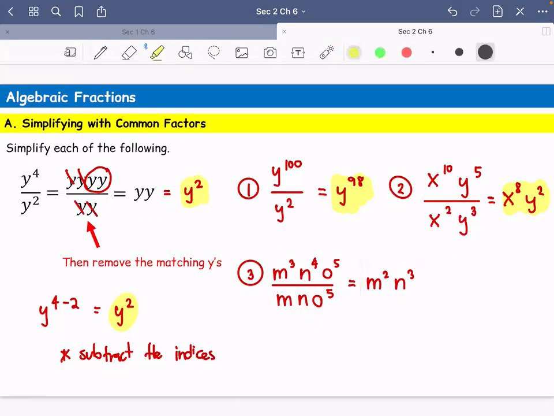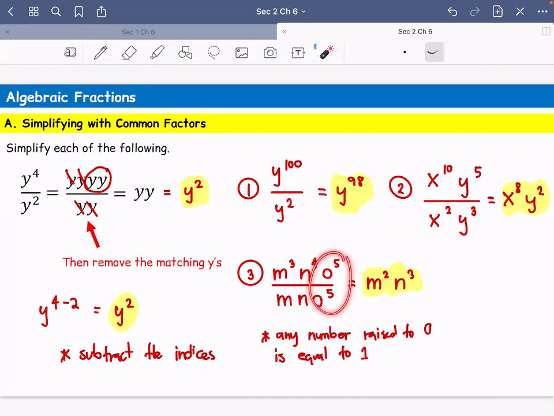So the o disappears too? Because any number, remember this, raised to 0 is equal to 1. Remember this, class. Because o raised to 5 minus 5, so it will become, let's say, x raised to 0, which is equal to 1. Just that.